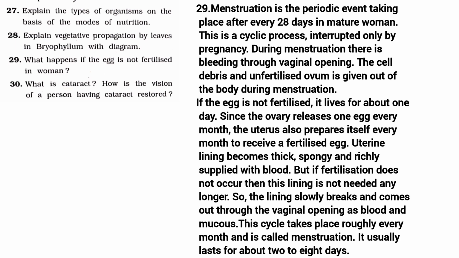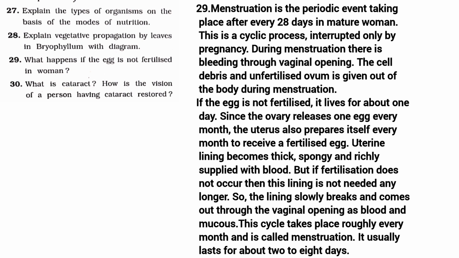Question number 29. What happens if the egg is not fertilized in woman? Answer. Menstruation is the periodic event taking place after every 28 days in a mature woman. This is a cyclic process interrupted only by pregnancy. During menstruation, there is bleeding through the vaginal opening. The cell debris and unfertilized ovum are given out of the body during menstruation. If the egg is not fertilized, it lives for about 1 day.